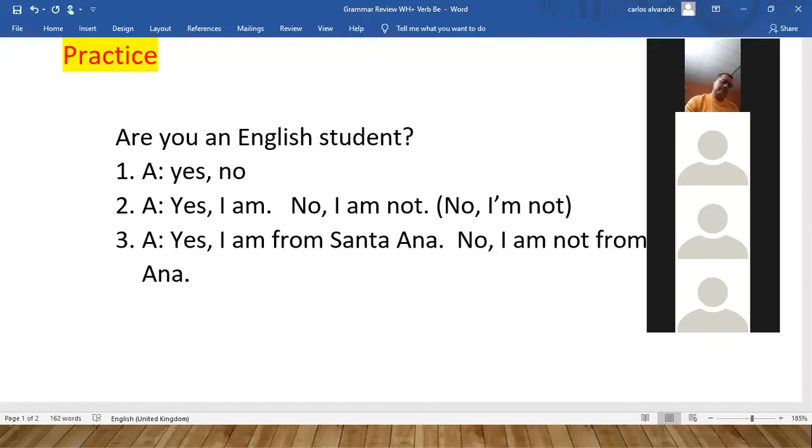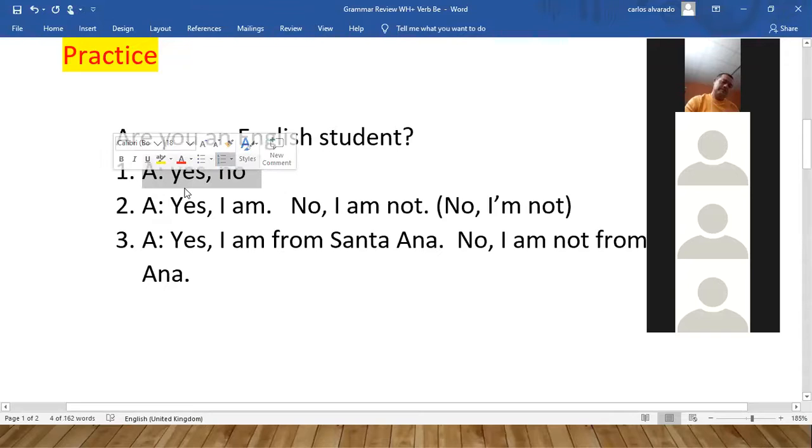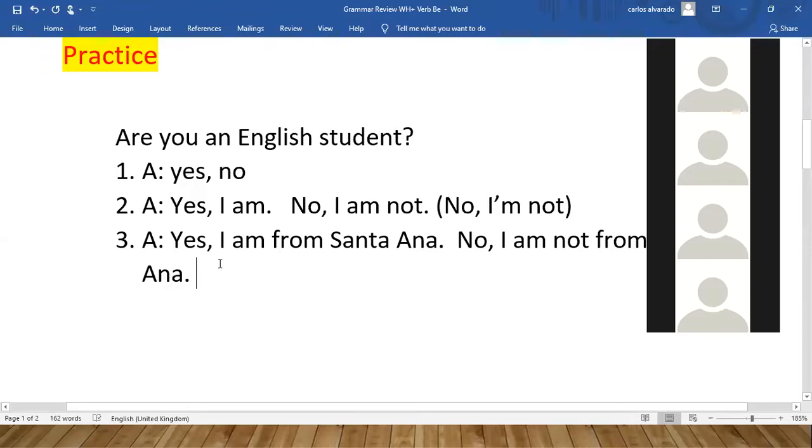Are you an English student? Respuesta corta. Yes, I am. Okay, yes or ¿hay no? ¿Hay que decir las tres formas entonces? No, no, la que tú quieras, pero prefiero que uses la dos o la tres. La uno es muy fácil. Okay, Marcos, are you an English student? Yes, I am. Okay. ¿Y si no fuera el caso? No, I am not. Okay. ¿Y forma larga?